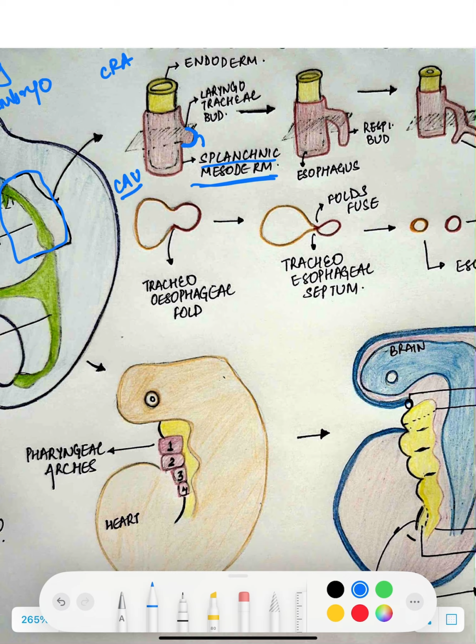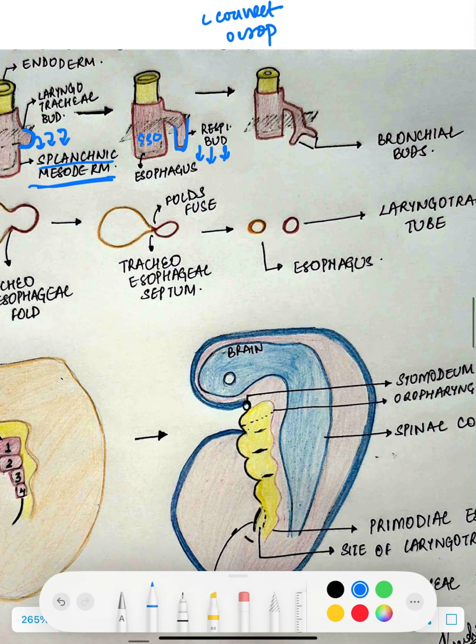So this will develop downward. This will grow downwards. As you can see over here, it is growing downwards, and posteriorly what is developing, we have the esophagus. That's why we say that the larynx is connected. Okay, the larynx is connected with the esophagus, right? So as you can see over here, it is growing downwards towards the caudal end and not towards the cranial end. And slowly, as it grows downwards, it develops further into two buds, which are called the bronchial buds.